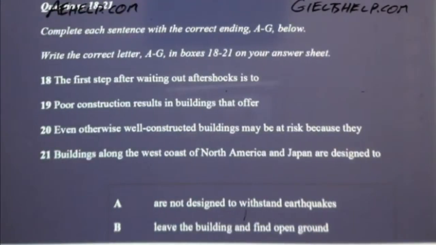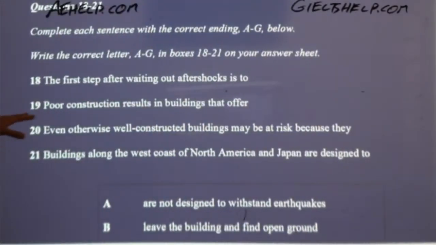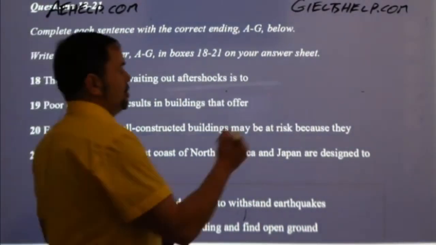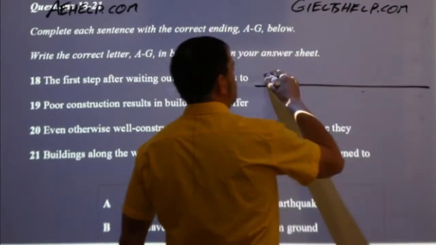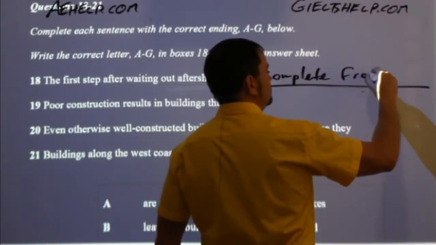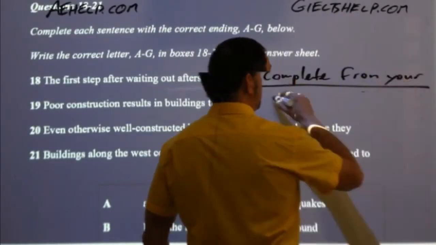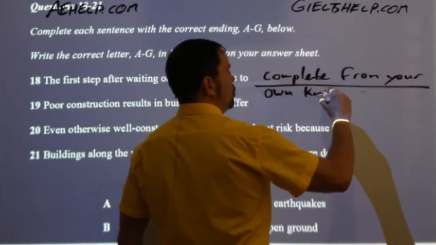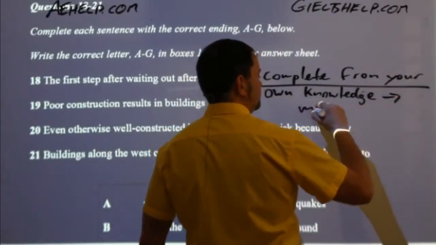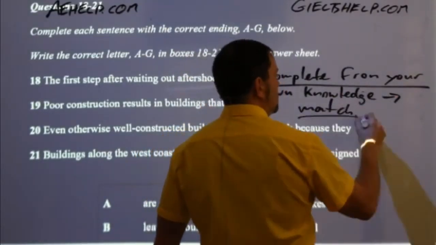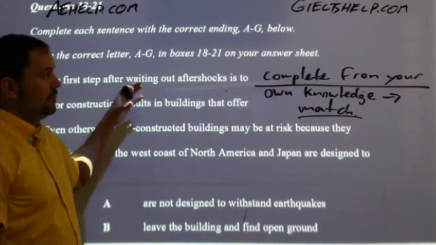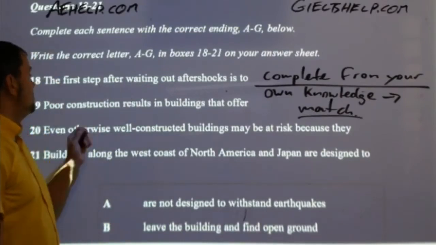So here we get to the questions where it's complete the sentence. So the trick here is complete on your own, from your own knowledge, and then match. Okay, so that's what you have to do. You have to complete these from your own knowledge, from what you got from the passage, and then match.